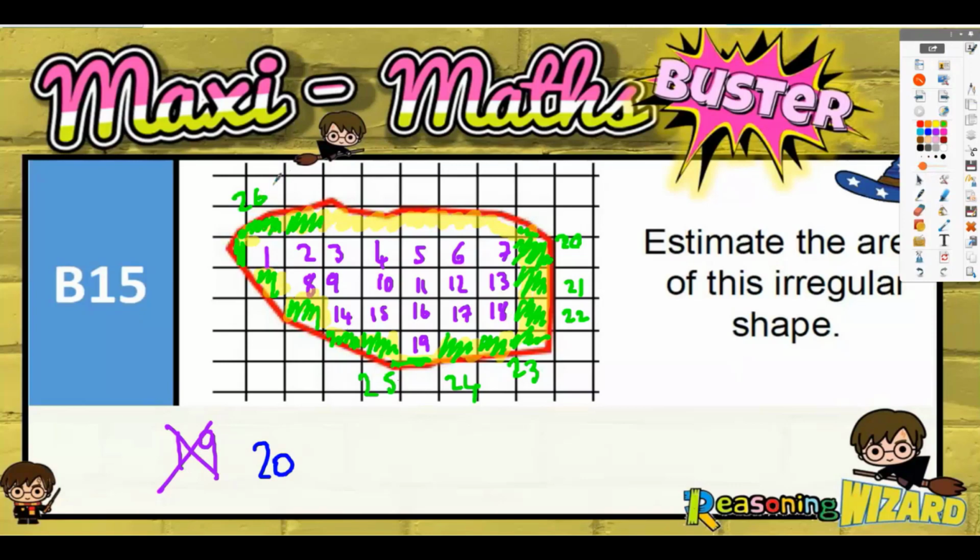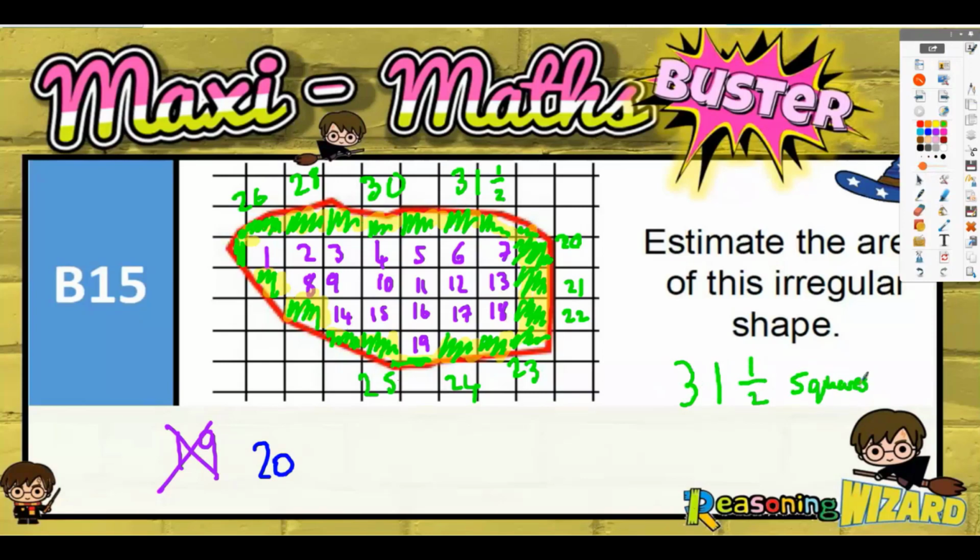So we're on 26, so 27, 28. These 3 bits probably count for an extra 2. So I'd say now 30. And then these bits here, maybe 1.5. So 31 and then a half. And I think I'm virtually done. So my estimate is going to be 31.5. That's what I'll go for, 31.5 squares.